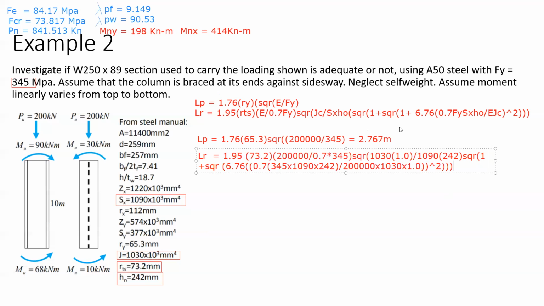Okay, so mukha siyang marami pero simply this is where they came from. So ito, this is FY. From here, you have J dito. Yung C natin is 1.0. SX natin is here. HO natin dito given din. FY, SX, HO, JC, paulit-ulit na lang siya. So that is where they came from. Everything else is direct substitution.